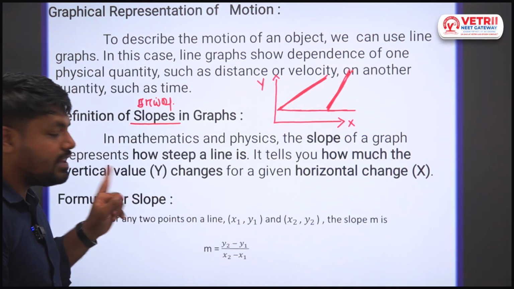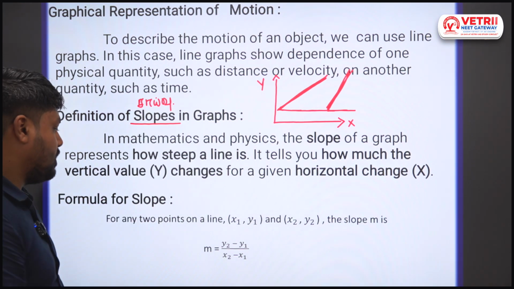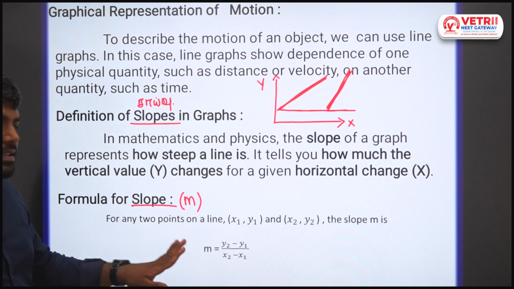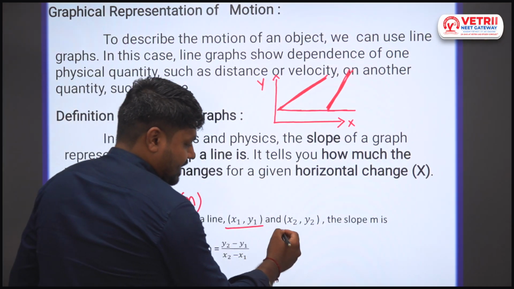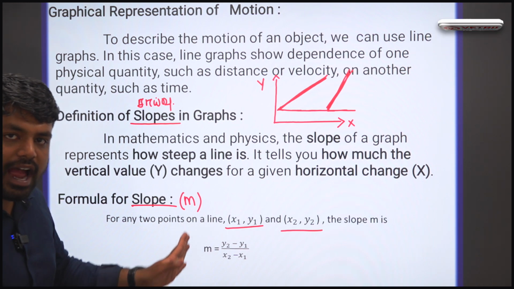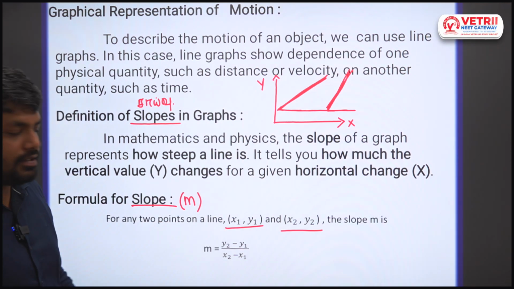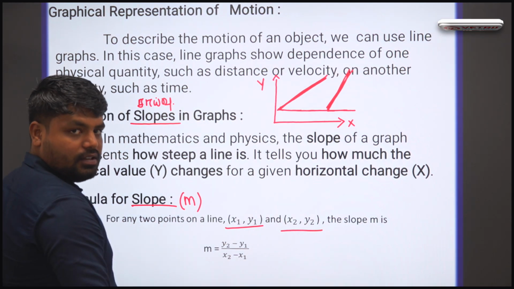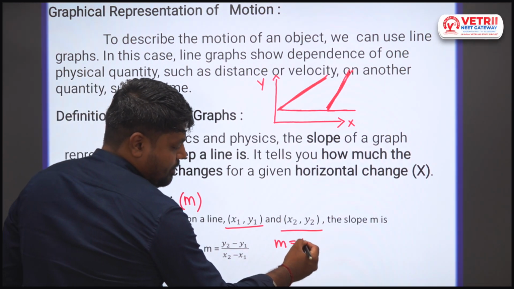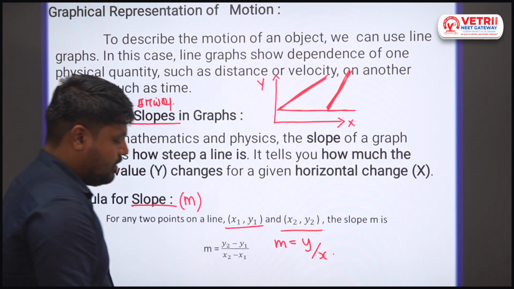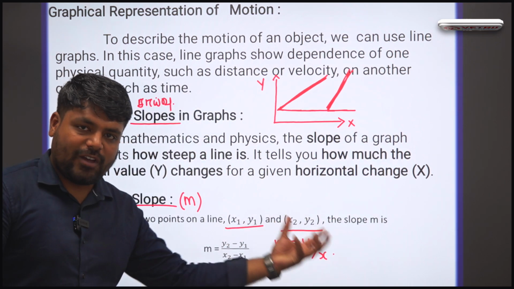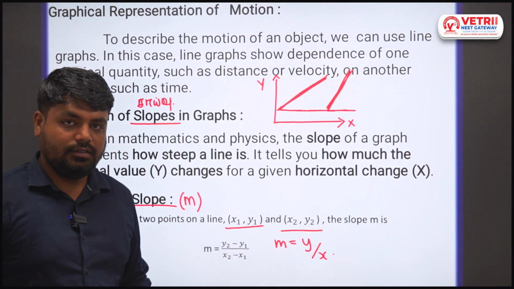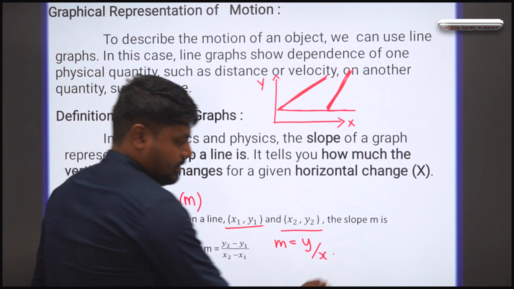How we can represent it in mathematical form is very important. Slope is represented by the letter m. It is represented by two coordinates, one x coordinate and one y coordinate. So m equals y2 minus y1 divided by x2 minus x1. Simply, we can say m is equal to y by x. y2 minus y1 gives you some y value, x2 minus x1 gives you some x value. So y axis divided by x axis.